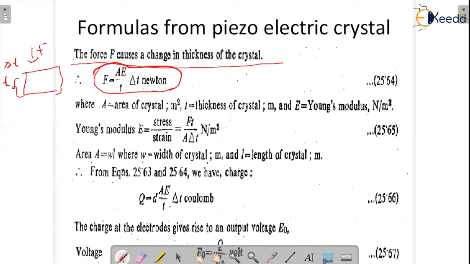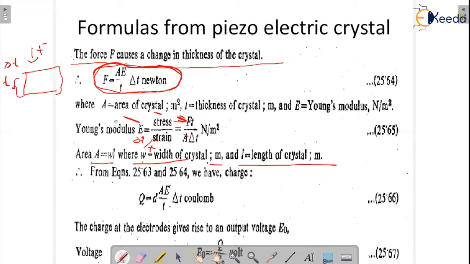First, what is the Young's modulus formula? Young's modulus is equal to stress by strain. Stress is force per area, and strain is equal to delta T by T. Now bringing F outside, F is equal to A into this formula, my dear students. This is the formula you get from Young's modulus. Here A is W into L, where W is the width of the crystal in meters and L is the length of the crystal in meters.